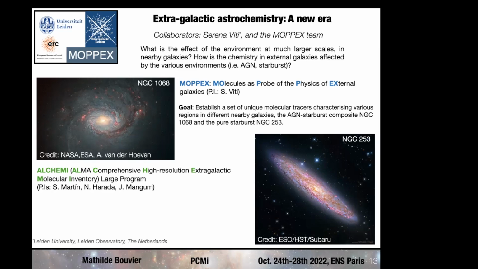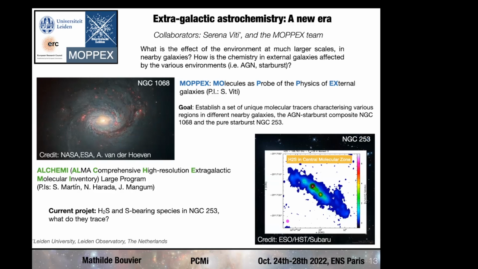My first work on NGC 253 is part of the ALMA large program ALCHEMI. It is an unbiased survey of this galaxy from 80 gigahertz to more than 300 gigahertz. So there are a lot of lines detected. And my first work will be on sulfur-bearing species. I show a moment 0 map of H2S in the central molecular zone of NGC 253. So if you are interested in nearby galaxies or sulfur-bearing species, stay tuned.